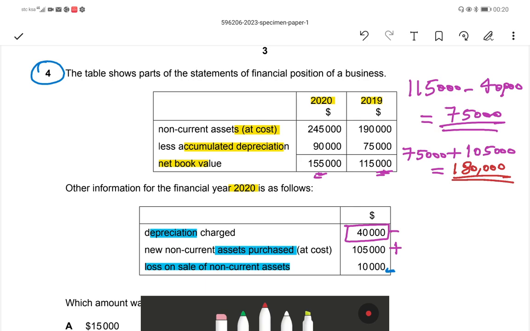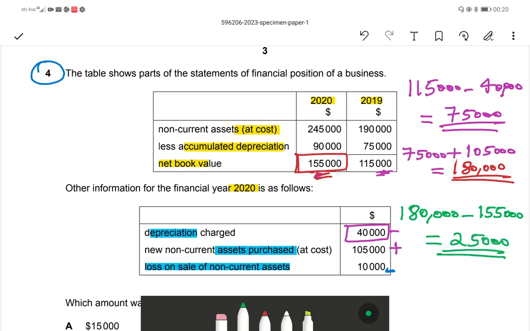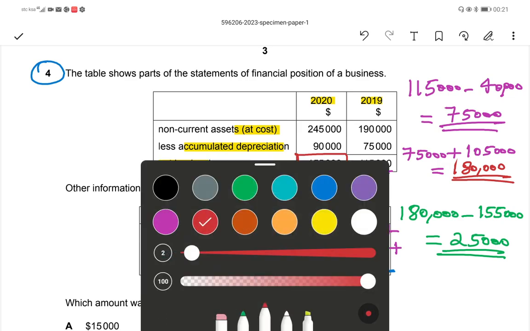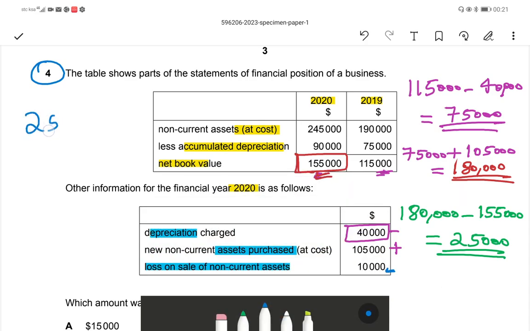180,000. But this year net book value shows 155,000 because they have disposed of one non-current asset. So what is the value of the disposed item? 180,000 minus 155,000. The difference is because they have disposed of some asset. 25,000 is the difference. So the disposed item's net book value is 25,000.